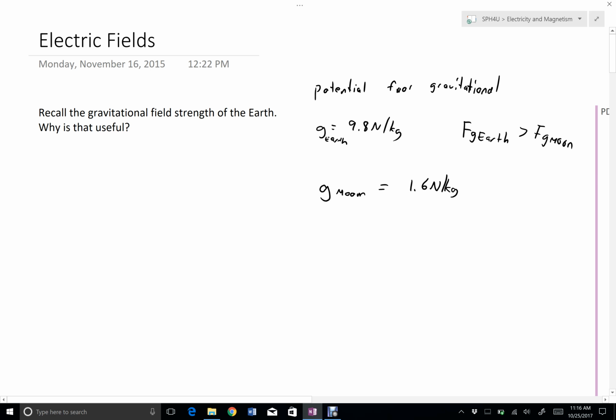So if we had a 1 kilogram object on the Earth, it'd be 9.8 newtons. On the Moon, it'd be 1.6 newtons. It tells us that the Earth has more gravity than the Moon, and we don't really need to know what it's acting on. We're going to talk about a similar concept for electric fields.